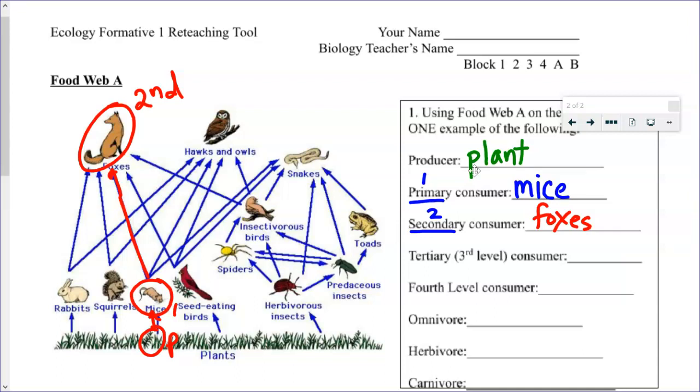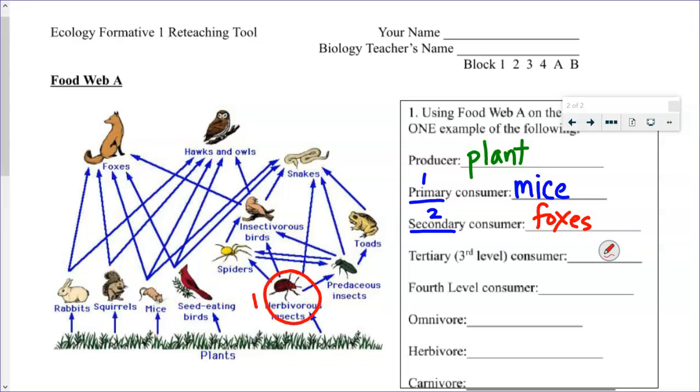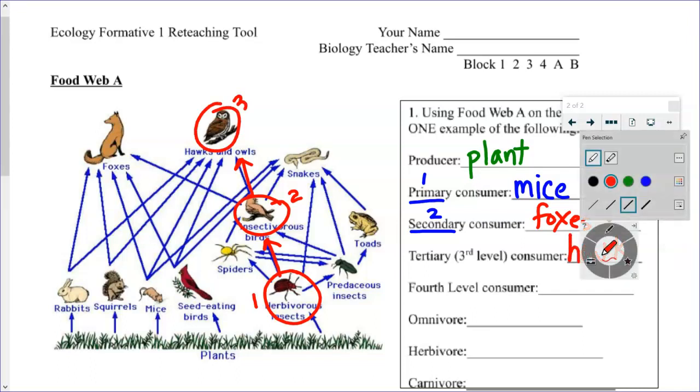All right, now it's asking for a tertiary or third level consumer. Well, I've pretty much found the end of the food chain I've been working on, so I need to pick a new food chain. I want to find somebody that eats third. Let's try starting with the herbivorous insects. If I start here, my herbivorous insects are the first ones eating. I'm going to follow this arrow right here to my insectivorous birds. They're the second ones eating. And then I can follow this arrow up to the hawks and owls, which makes them my tertiary consumer. So I'm going to write hawk for my example there.